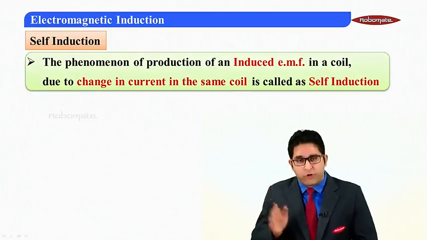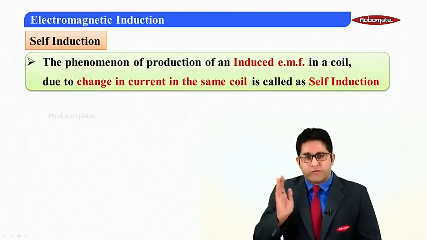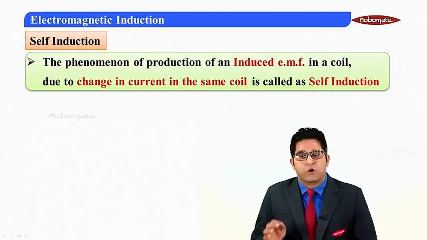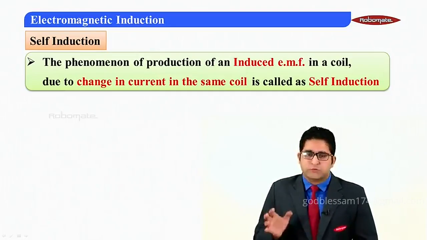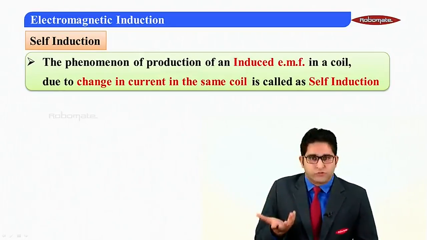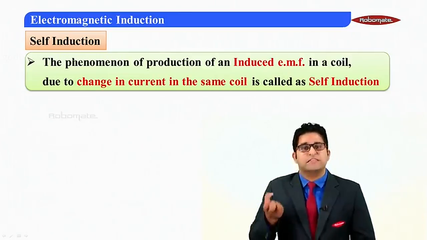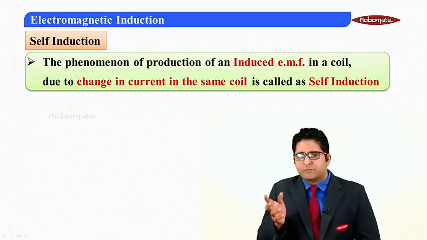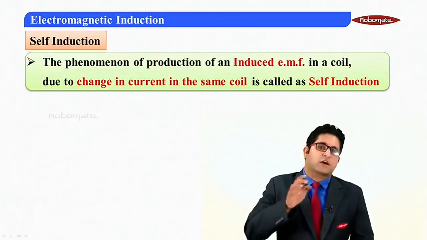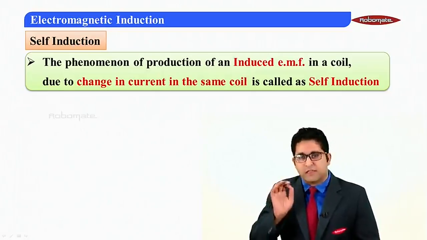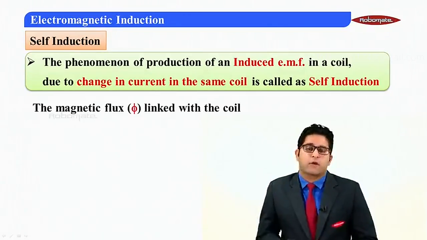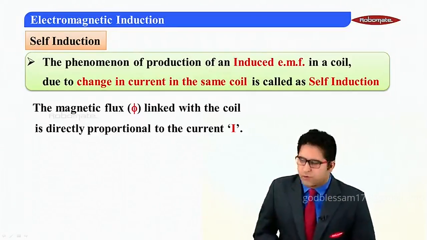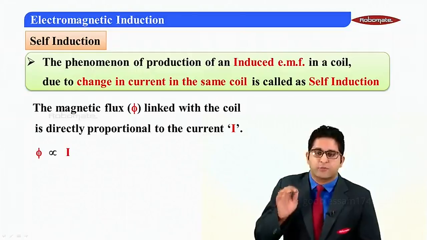So what is the definition? The phenomenon of production of an induced EMF in a coil due to the change in current in the same coil is called self-induction. Now students, we know that once current was changing, flux was changing, and because of the change in flux, EMF was getting induced in it. So there is a definite relation between the flux produced and the current passing through the coil. The magnetic flux phi linked with the coil is directly proportional to the current I passing through that coil, so phi is directly proportional to I.